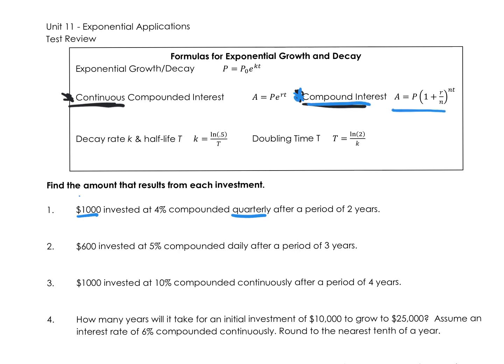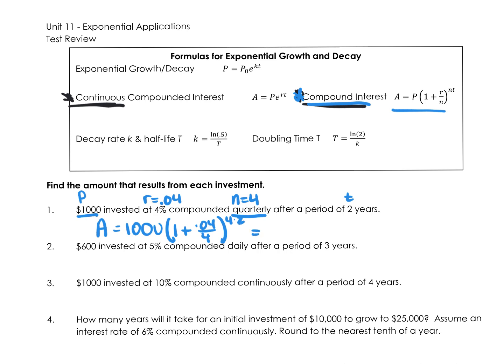And our starting amount is P, our principal. This is our rate here. We'll rewrite that as a decimal. And then because it says quarterly, that means 4 times a year we'll calculate the interest. So N is 4. And then T is 2 for years. So we will be trying to find A. Plug in 1,000 for P. And 1 plus 0.04 divided by 4, all to the 4 times 2.